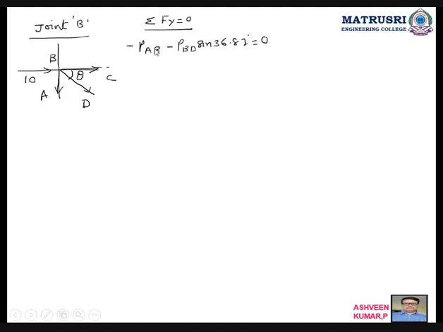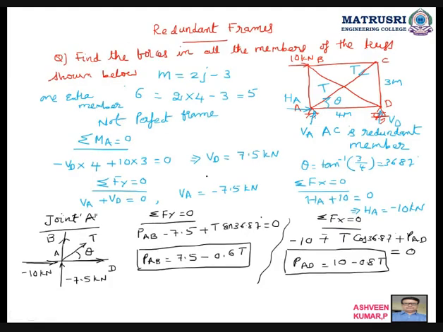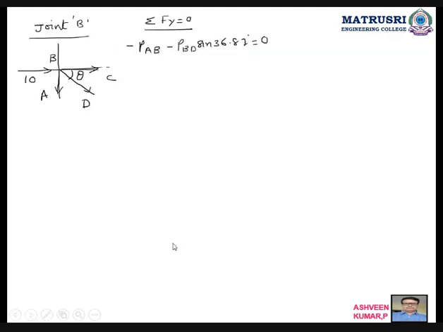PAB is known to you. Whatever the PAB is, substitute it here. After substituting, you will get the value of PBD. PBD minus 12.5 plus T. So I got PBD, just by substituting the value of PAB.